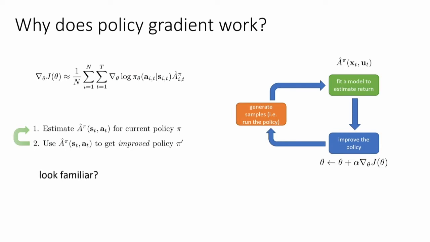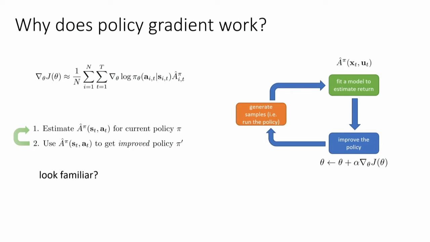Now, this should look kind of familiar to some of you. We saw something a little bit like this in the lecture on actor-critic algorithms and in the lecture on value function methods. This general scheme: step one, evaluate how good your policy is. That's what A hat is. A hat tells you how good different actions are for your current policy. And step two, use your estimate of how good the policy is to make it better. That's the basic recipe behind a policy iteration method.